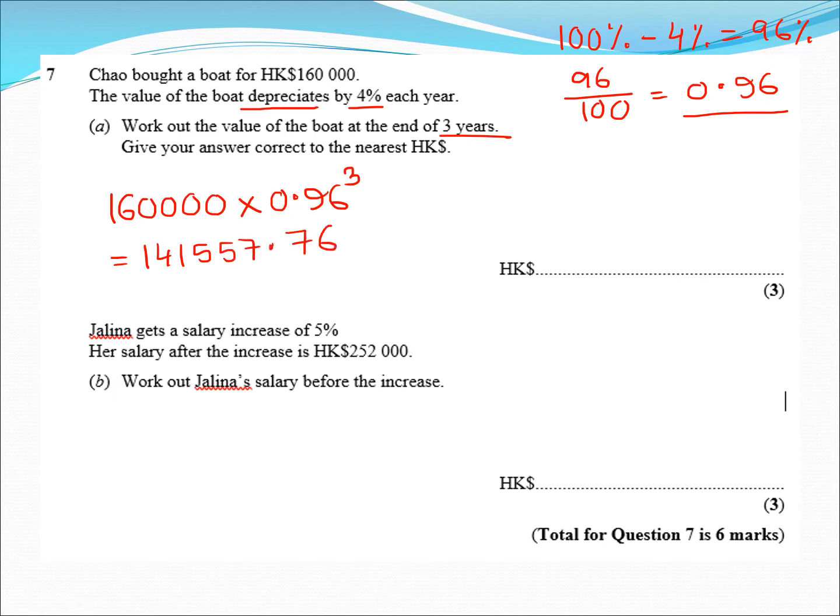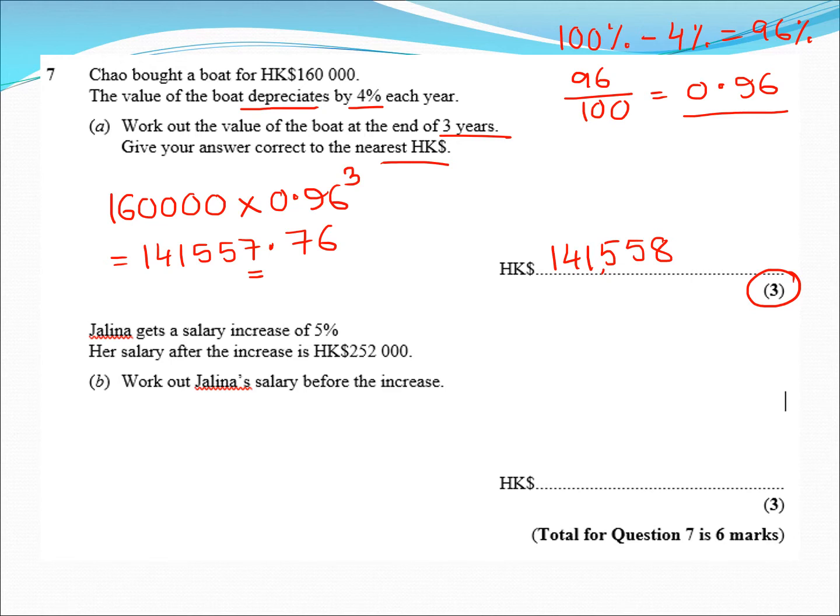I will get 141,557.76 Hong Kong dollars. We have to give the answer correct to the nearest Hong Kong dollar, that means to the nearest whole number. So I will keep the value up to here and round it. The next digit is 7, so this 7 will turn into an 8. 141,558 Hong Kong dollars will be your answer, and that's a 3-mark question for you.